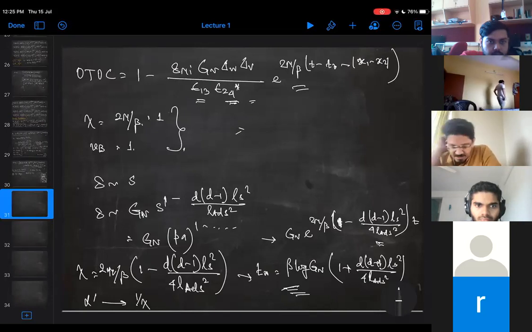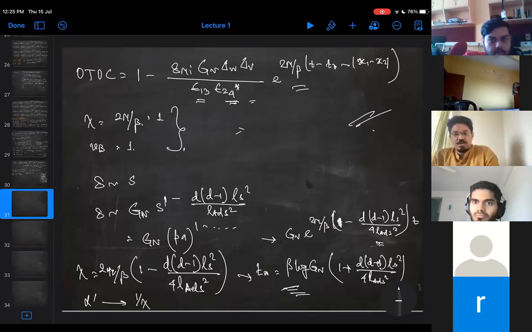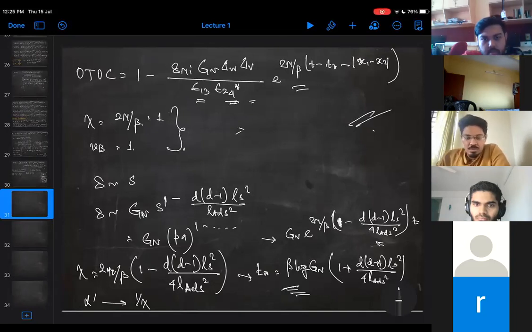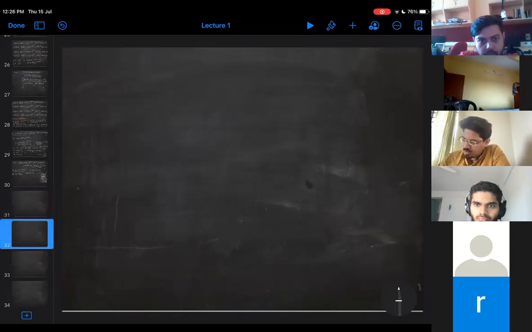So this roughly ends this discussion on the scattering and this bound in this picture. Okay, so I'll pause here. If there is some question or discussion. Okay, if not, maybe I'll take 5 more minutes.